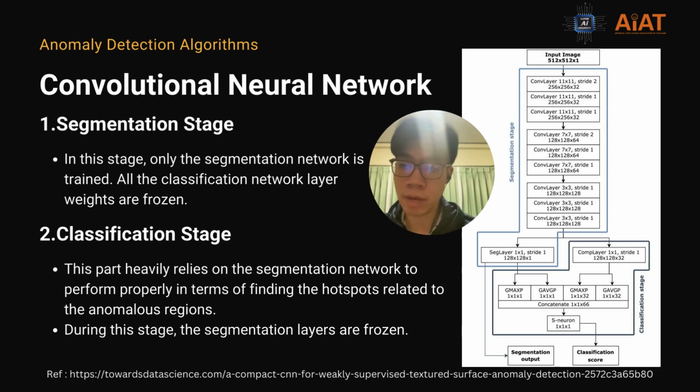So when you train the model at this first stage, only the network responsible for segmentation will be trained, and the network responsible for classification will be frozen. As well, when you train the second stage, which is the classification stage, the network in the first stage will be frozen. But this stage relies heavily on the segmentation network, because if you cannot locate or segment the anomalous area correctly or clearly, then the performance of the classification process will drop.